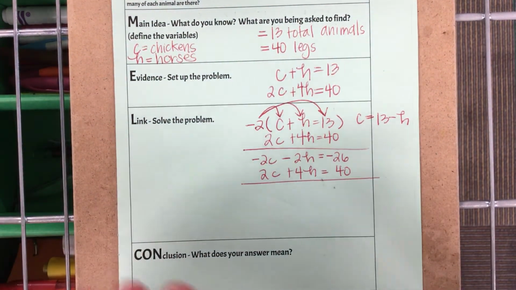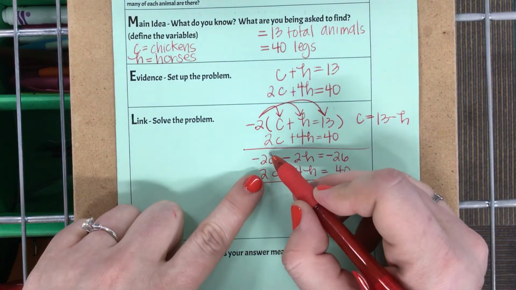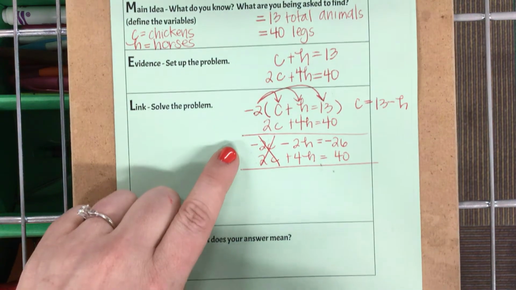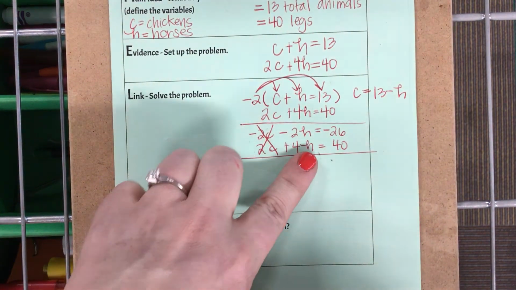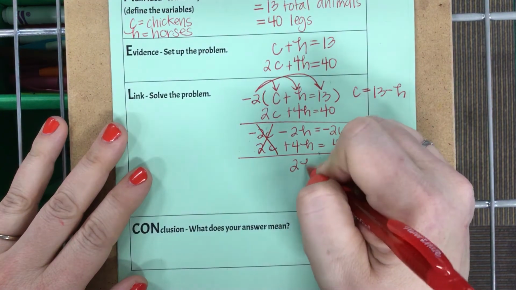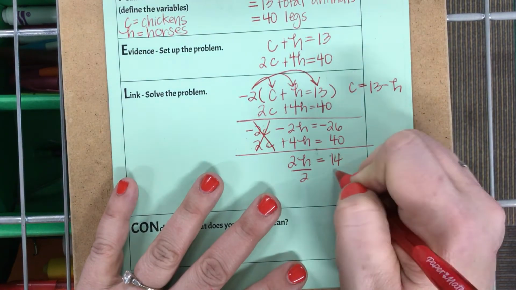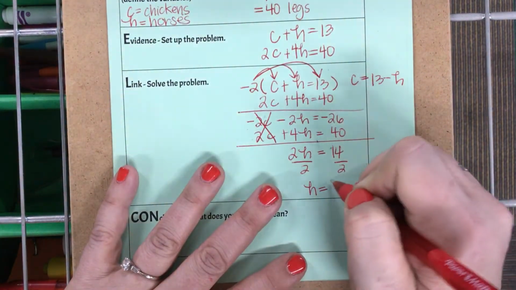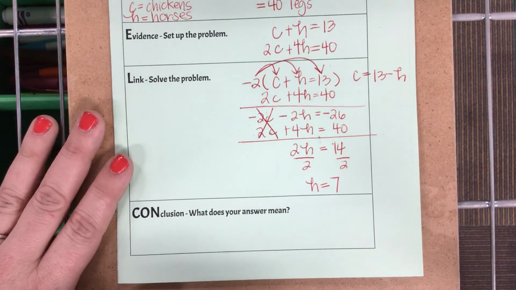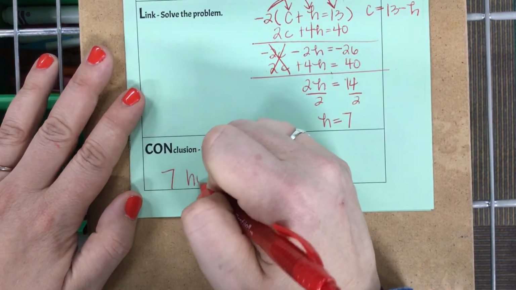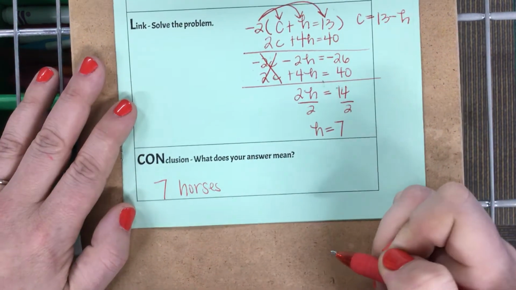Let's combine like terms. -2C and +2C cancel out. They're inverses. What's -2H plus 4H? Equals 2H. What's -26 plus 40? 14, is that what you said? Yes. Divide by 2, divide by 2, H equals 7. But what does that mean? It means that there are 7 horses. How do you figure that out?